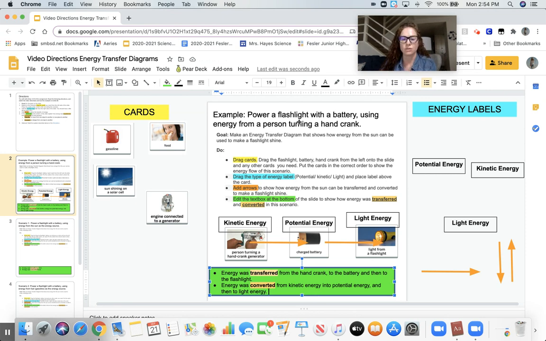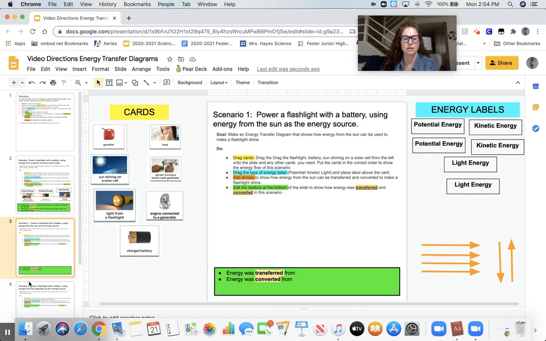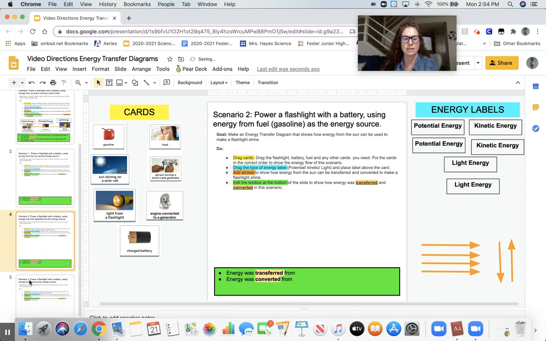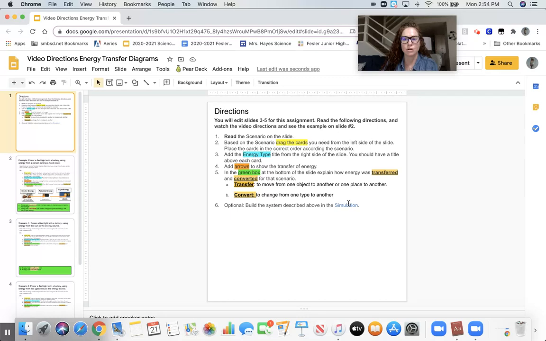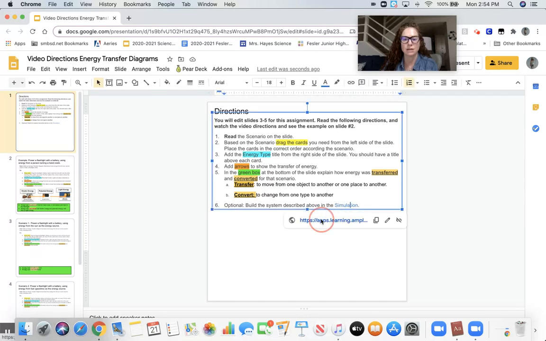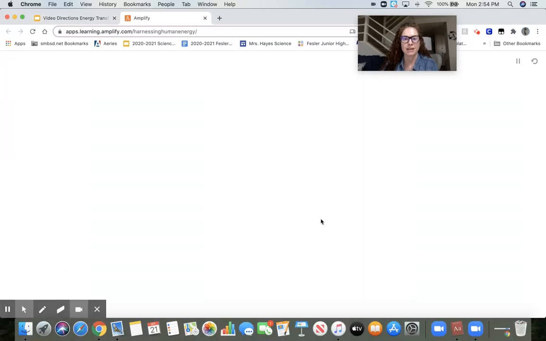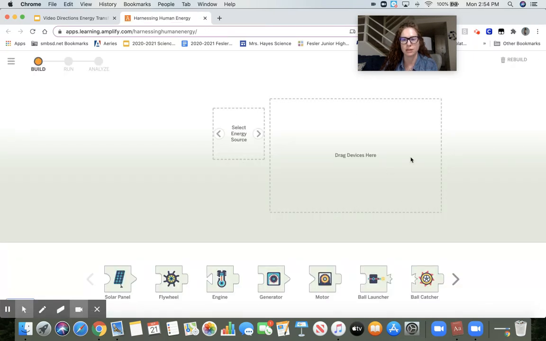All right, so you are going to do this just like I did. You're just moving the objects, the cards, the labels, the arrows, and then filling in the green box for these different scenarios. In case you need help, I did put it here. You can open the simulation here in Amplify if it helps you build some things. Remember on yours, click Login with Clever. I was just on here.